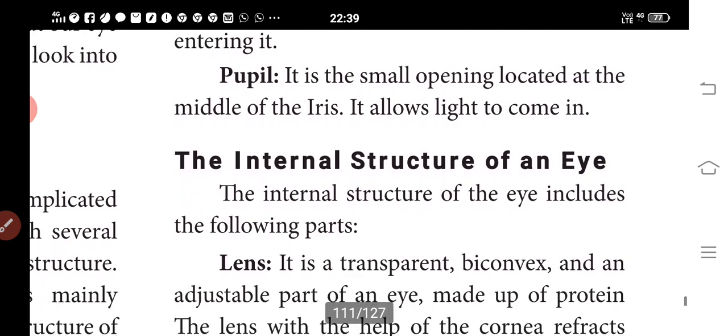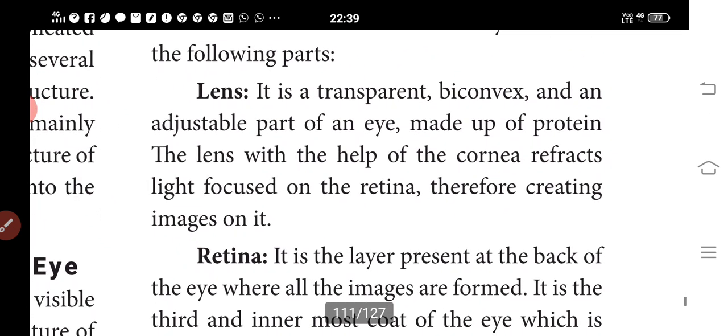Next one, it is the internal structure of an eye. So the lens is a transparent, biconvex and adjustable part of the eye, made up of protein. The lens, with the help of the cornea, refracts the light and focuses it on the retina, therefore creating the image.